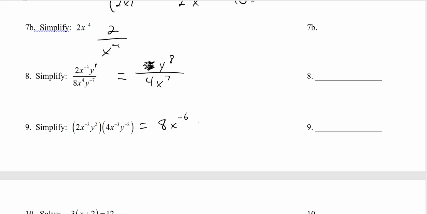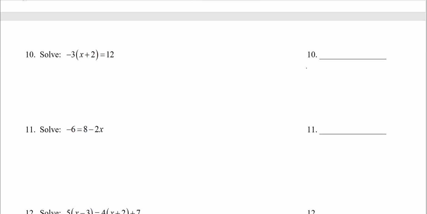2 minus 8 is negative 6. They're both negative, so the final answer is 8 over x to the positive 6, y to the 6th. Okay? Okay, moving on here. Now it's solving.